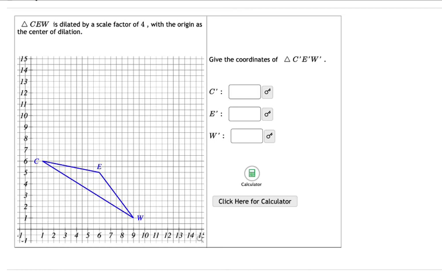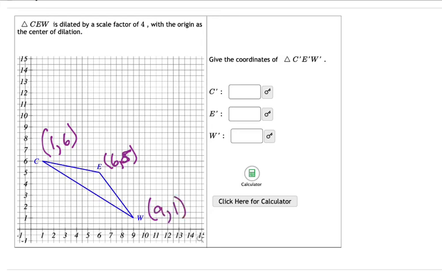In this problem, we have triangle CEW dilated by a scale factor of 4 with the origin as the center of dilation. Whenever the center of dilation is at the origin, it makes problems like this much, much easier. So if we think about what point C is, (1, 6). Point E is (6, 5). Point W is (9, 1).